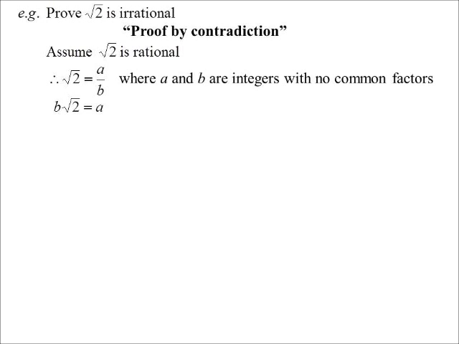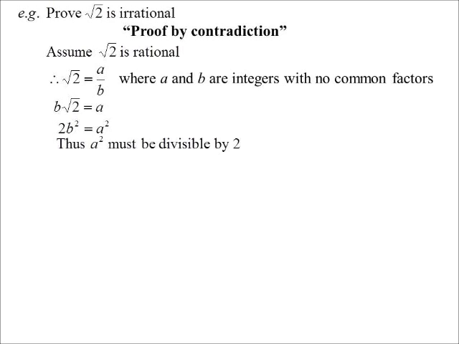Play around with that equation there, then b root 2 must equal a. And if I square both sides, 2b squared would be equal to a squared. So therefore, a squared must be divisible by 2, because there's one of its factors. We're saying a squared is 2 times b squared. One of its factors is 2.